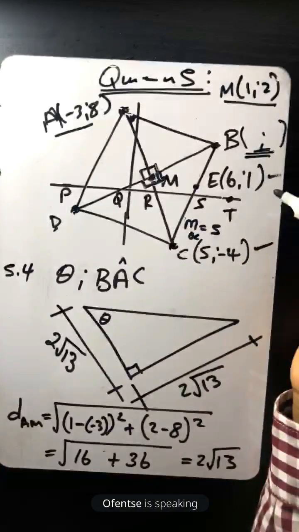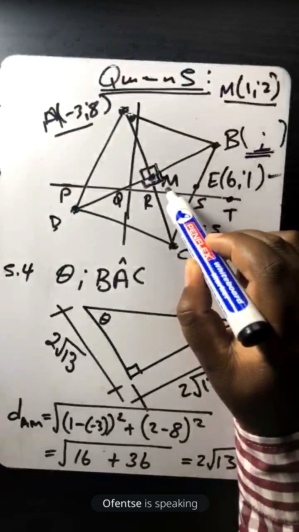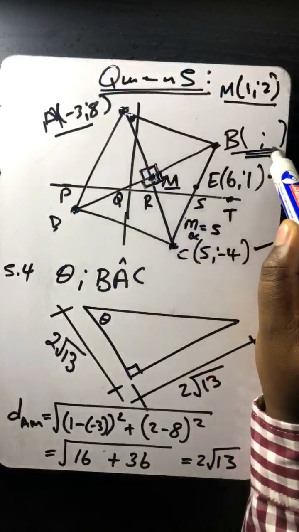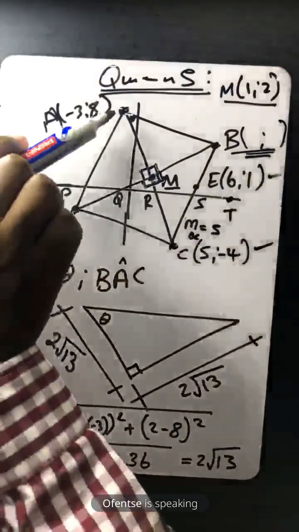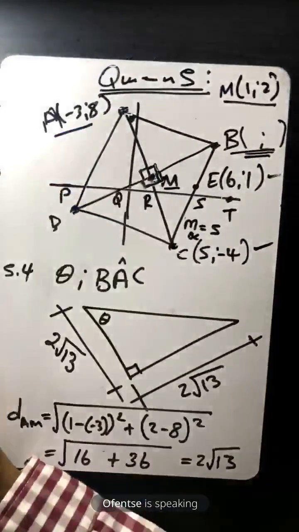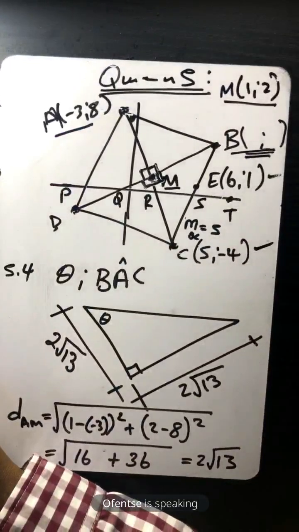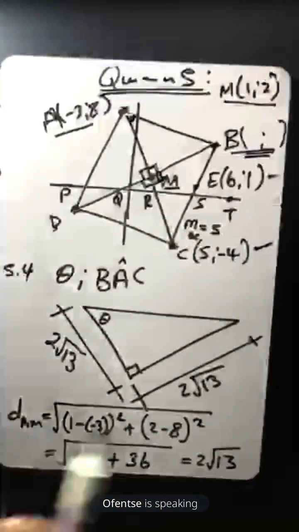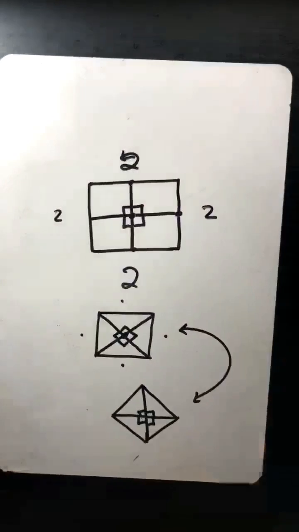And M we can also get using the coordinates of AC, because it's the midpoint of AC. Yes, let's see BM. With that BM, from there on we can calculate DM, which is equal to BM. Then we use the sine rule, whatever. Yes, honorable member has a point there.